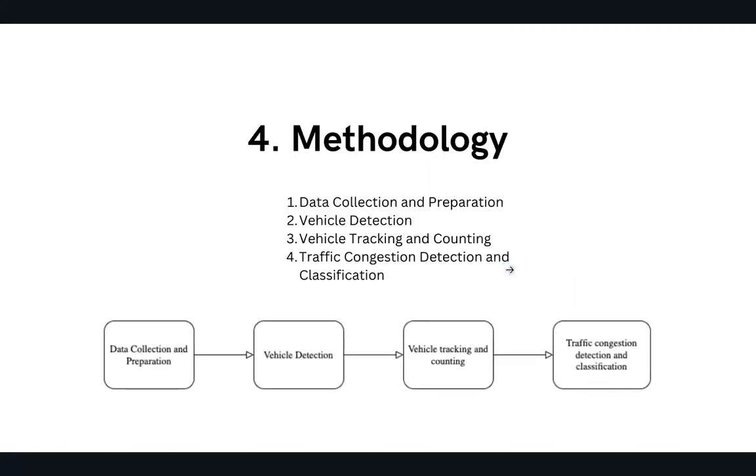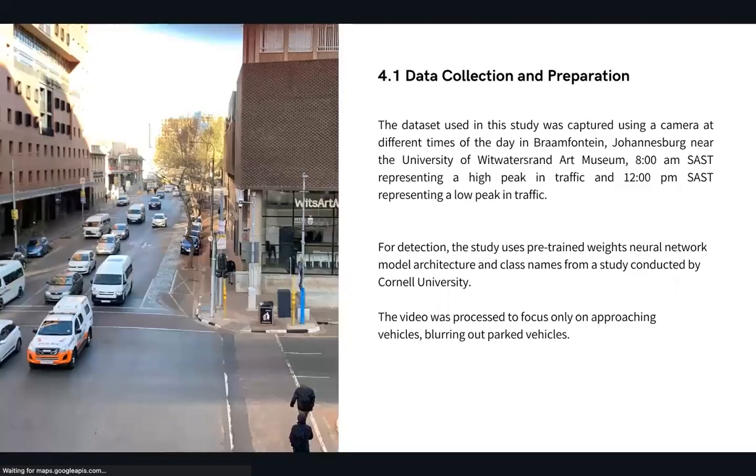The methodology used to come up with an optimal traffic monitoring system consists of 4 sections. The first one is data collection and preparation. The second one is vehicle detection. The third one is vehicle tracking and counting. The last one is traffic congestion detection and classification.